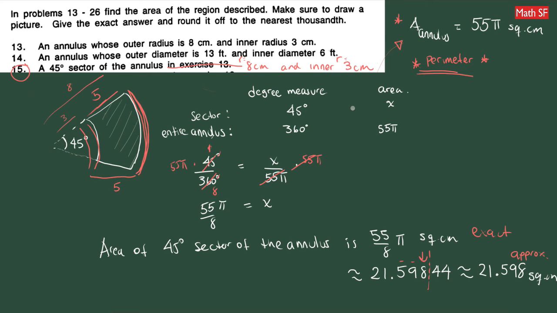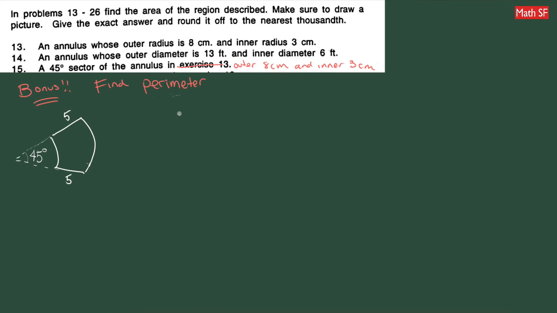Let me erase everything. For the perimeter, we need to find the arc length of this outer arc and the inner arc. So for that, let me first call this, let's call it small c, bigger C. I don't know what we can call this, but let's see what the book calls it whenever it refers to it. I think they just call it x and y.